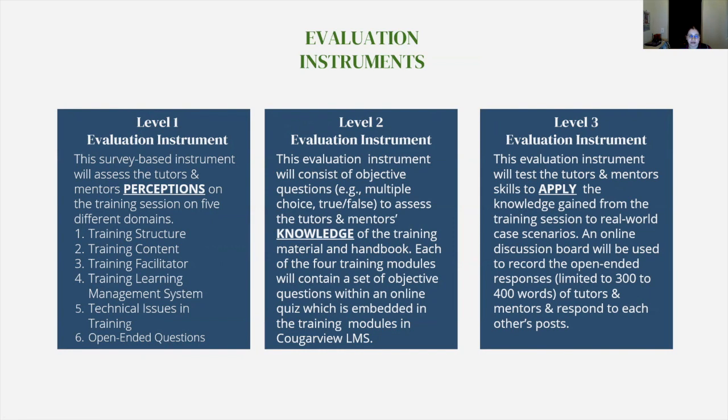This slide provides an overview of the evaluation instruments that will be used in the evaluation plan. There are 3 levels for the 3 instruments. The level 1 evaluation instrument is a survey that will assess the tutors and mentors' perceptions of the training session based on 5 different domains. Each survey item will be on a 6-point Likert scale ranging from strongly disagree to strongly agree.